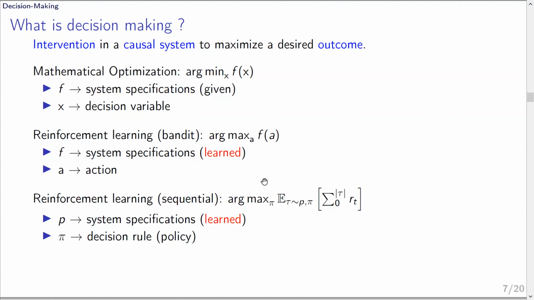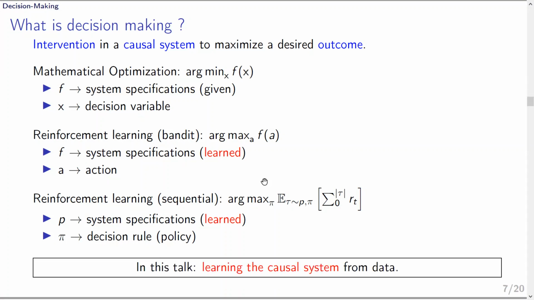You have system specifications, decision rule, and the system specifications are unknown. You want to learn that from data. So it's very related. So you have decision making where the system is known, given by an expert. When it's unknown, you have to learn from data, and it can be sequential or not sequential. So you can kind of interpret all of that in a causal framework.